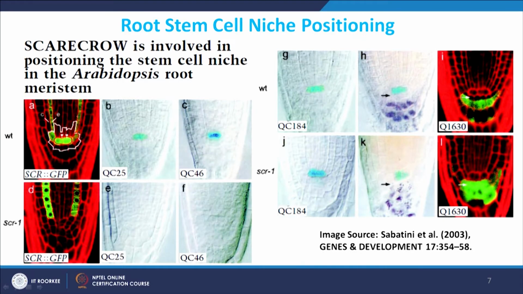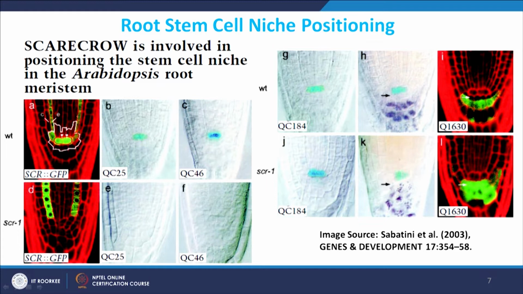So, the next question is, okay, QC is important for maintaining the balance between cell division and cell differentiation. This is crucial. What could be the genetic pathway? What are the regulators, and how do they help in positioning this stem cell niche in the root apical meristem? One of the pathways is the Scarecrow Short Root protein mediated pathway. Scarecrow and Short Root are two GRAS family transcription factors. They are special transcription factors and they are expressed in a tissue specific manner.